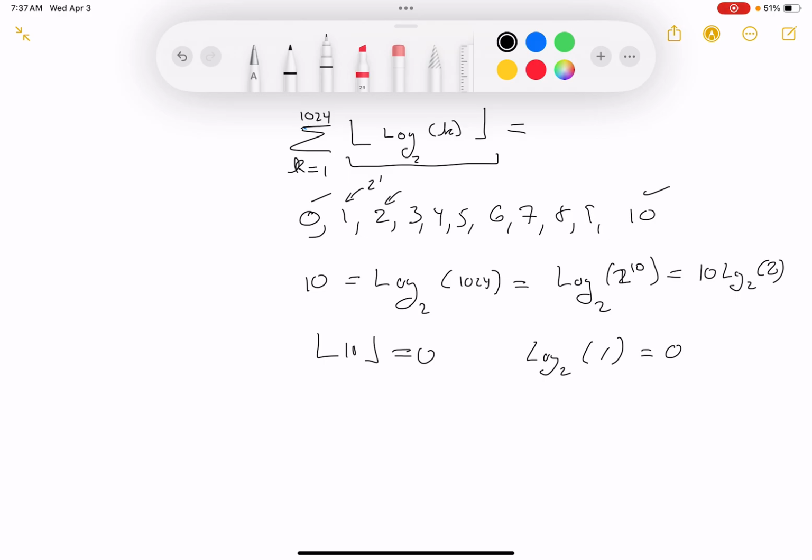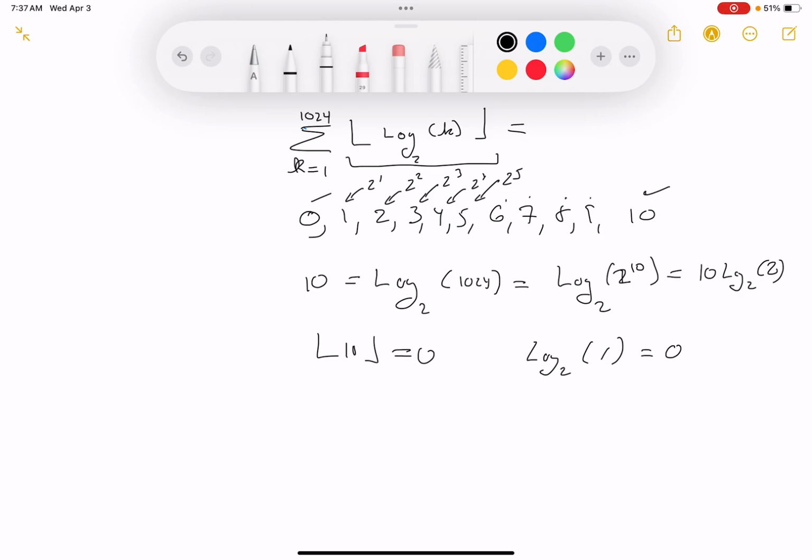And when does it jump to 2? At 2 to the 2. When does it jump to 3? At 2 to the 3. When does it jump to 4? At 2 to the 4. When does it jump to 5? I think you get the idea. 2 to the 5, 2 to the 6, 2 to the 7, 2 to the 8, 2 to the 9, and 2 to the 10. Now you have to start to realize that this is a counting problem. And the count is going to be how many of these things there are.